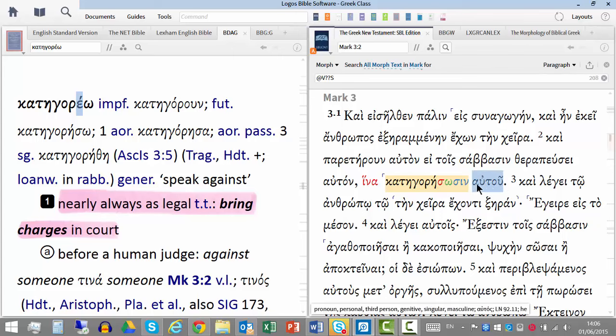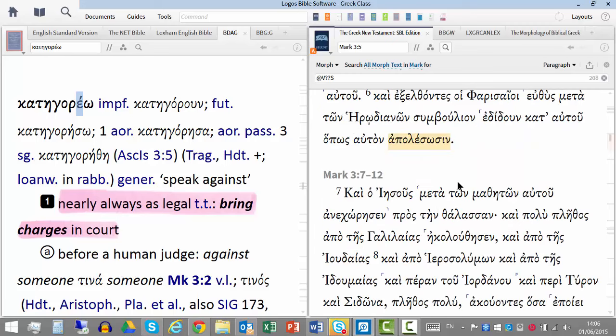This verb obviously takes a direct object in the genitive case. Katēgorēsōsin is aorist active subjunctive third person plural. There are my diagnostics. We'll do one or two more. Hope this is helpful and is starting to give you the idea.